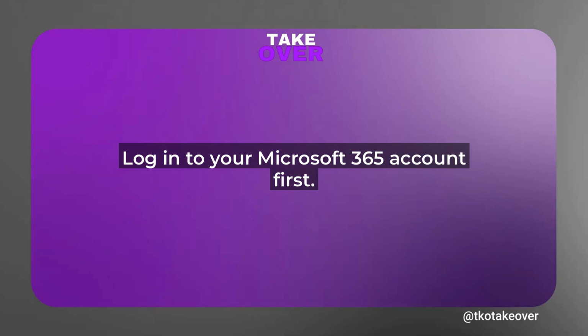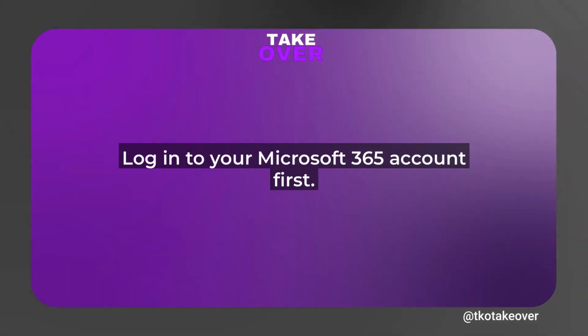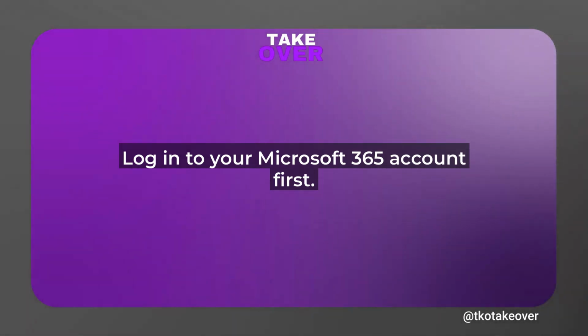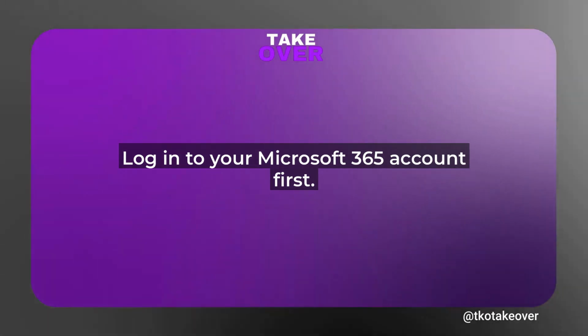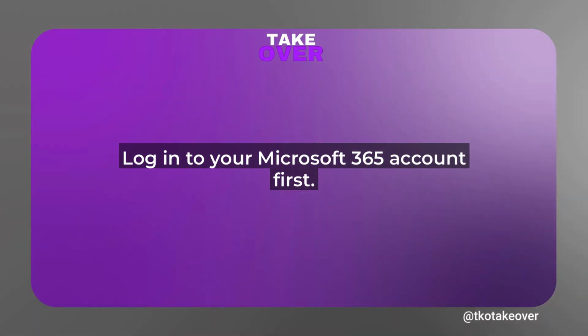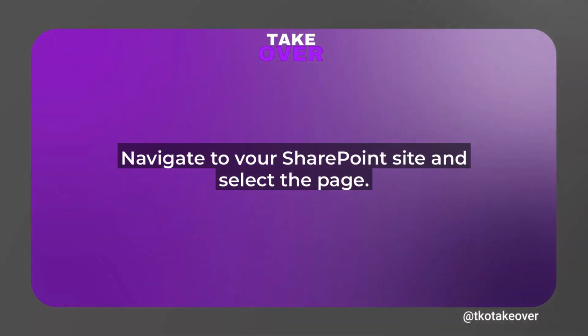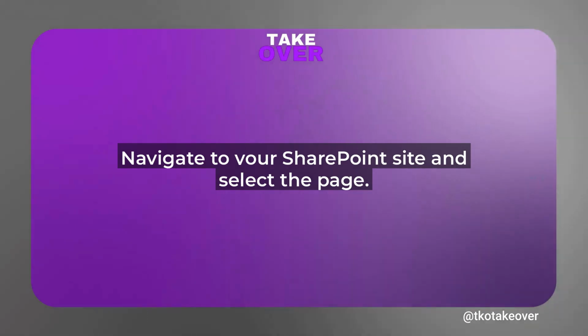Let's jump right in. First things first, make sure you're logged into your Microsoft 365 account. Once you're in, navigate to your SharePoint site by going to the Sites section and selecting the one you want to edit. It's super straightforward. Think of it as your digital workspace hub.